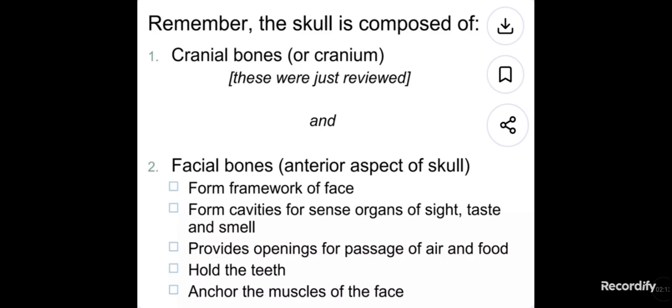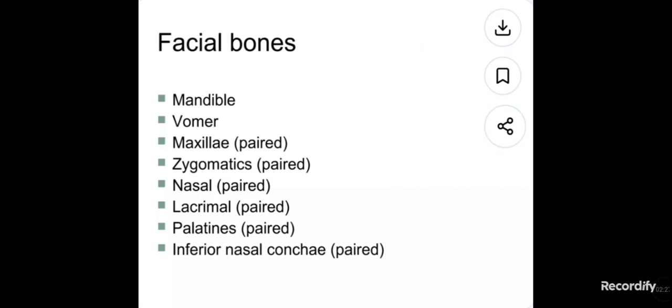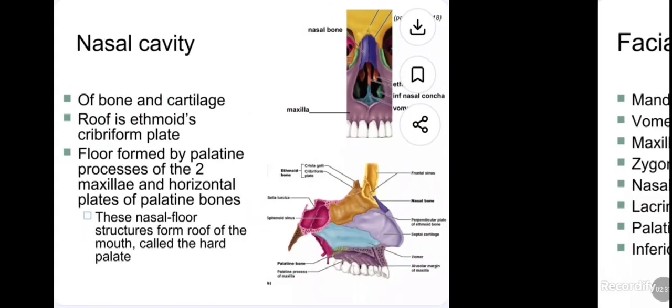Facial bones form the framework of the face, form cavities for the sense organs of sight, taste and smell, provide openings for passage of air and food, hold the teeth, and anchor the muscles of the face. The facial bones are the mandible, vomer, maxilla, zygomatic, nasal, lacrimal, palatine and inferior nasal conchae.